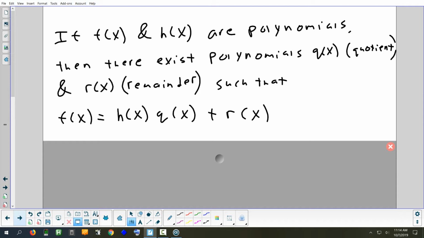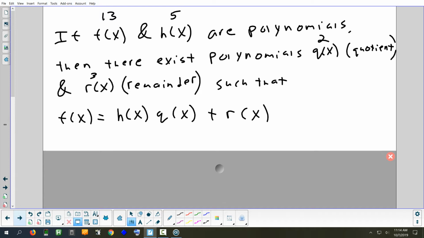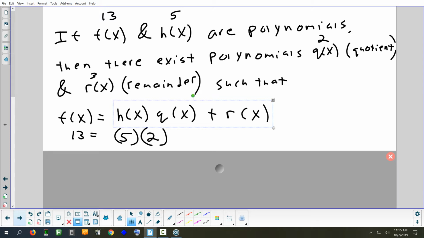So if you let f of x, let's say, be the number, actually I'll do the example I did before. Let that be 13. Let h of x be 5. When we did that, the quotient was 2. And what was the remainder? 3. Let's check and see if you actually plug those numbers in, does this work? I'm saying 13 equals what I divided by, 5, times my quotient. My quotient was 2, and my remainder was 3. Is that true? Yes.